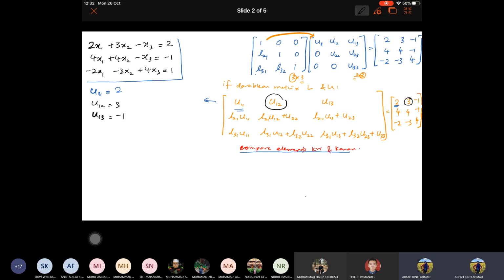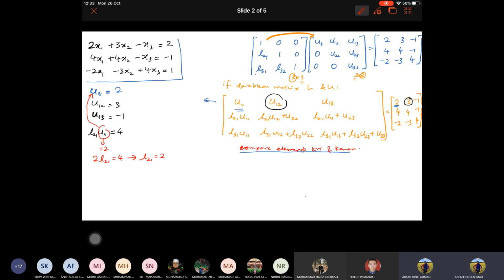Let's say the first one, saya ambil L21, U11 sama dengan apa? This one sama dengan berapa? Kalau tengok compare dengan matrix yang belah kanan. 4. Okay, so sama dengan 4. And tadi kita dah kira U11 awak ni sama dengan 2. Okay, so 2 L21 sama dengan 4. So akan dapat L21 sama dengan 2. Okay, so dekat atas ni tadi kita dah kira U11 sama dengan 2. So settle untuk this one.